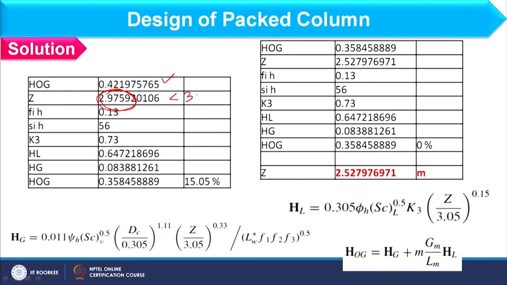Okay. And if this is the condition, we consider the Hg value as well as the HL value considering this factor as 1, right. So this change you have to make, and the rest of the calculations are the same. So you can find the final height of the column as 2.53 meter. Okay. So in this way we have considered a different example.